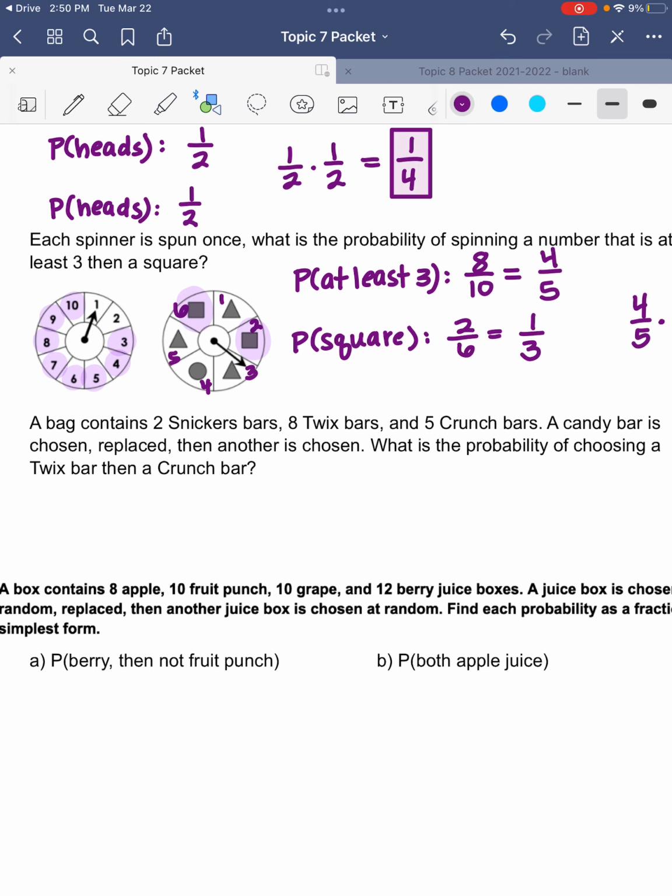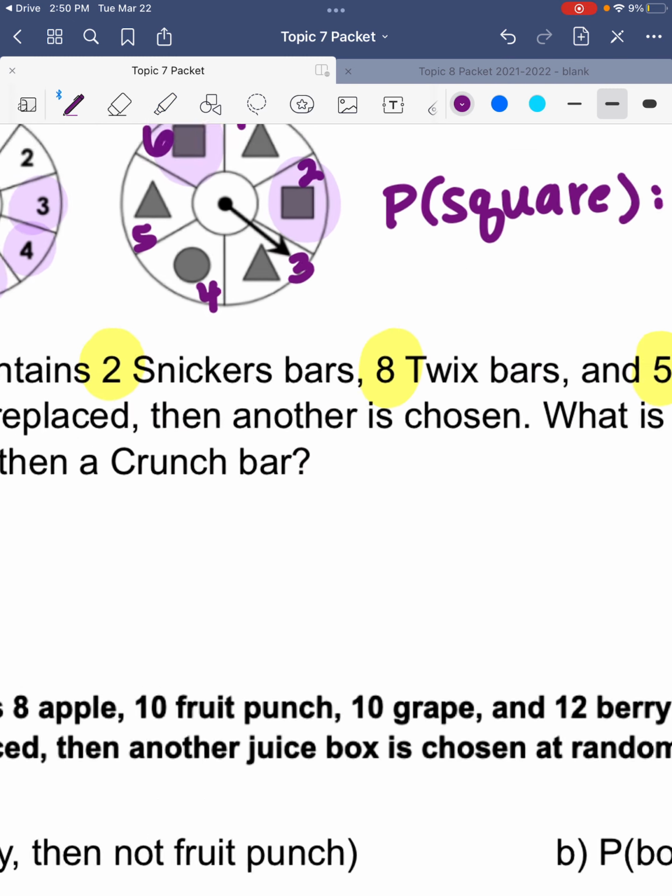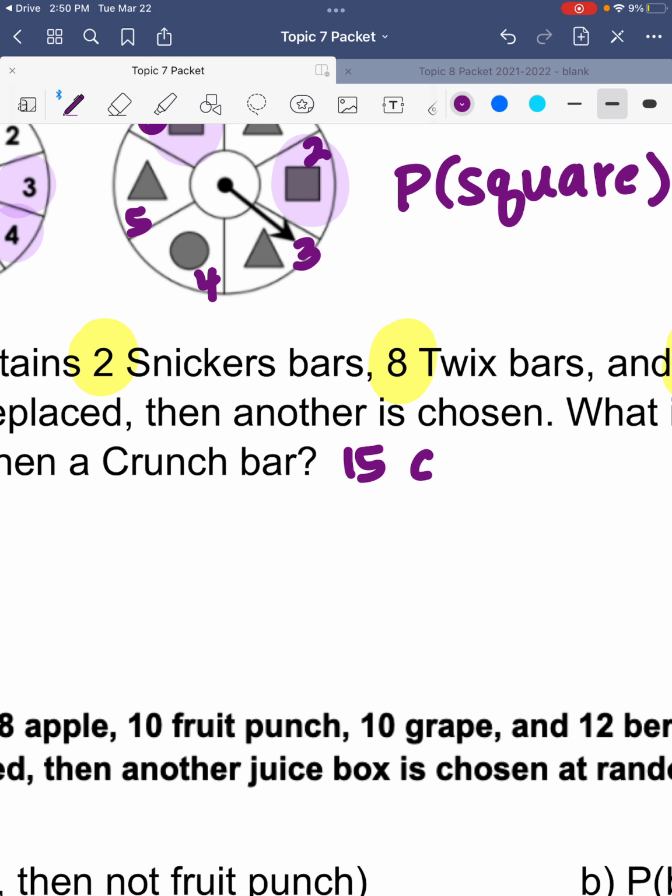Well, first, I need to know how many candy bars I have altogether. So I'm going to add up these numbers. So 2 Snickers plus 8 Twix, that's 10, plus 5 Crunch bars. That's 15 candy bars total.